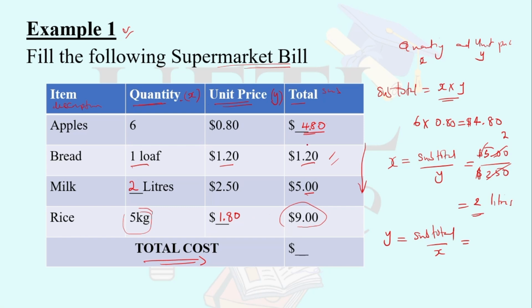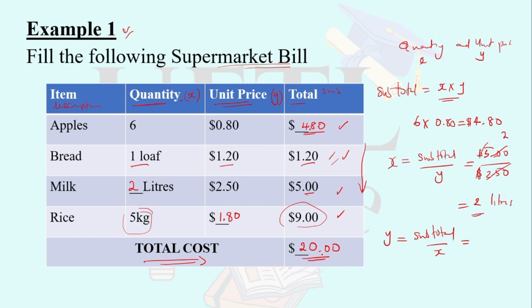Now we just have to find the total cost. The way you find the total cost is to add all the subtotals, this one plus this one plus this one plus this one. So let's do our addition. Here we can see that 4.80 plus 1.20 is going to get 6, 6 plus 5 is going to get 11, plus 9 is going to get 20. So it's $20. You can try this addition on your own, but it's going to give us $20 as the total.